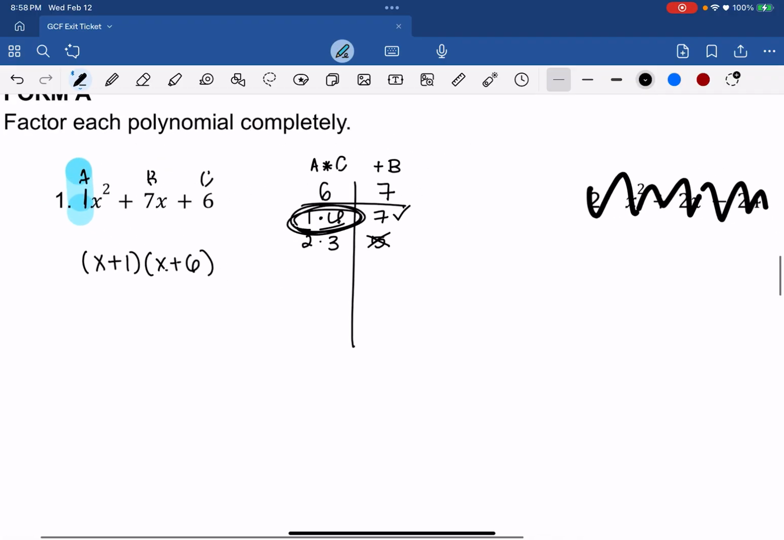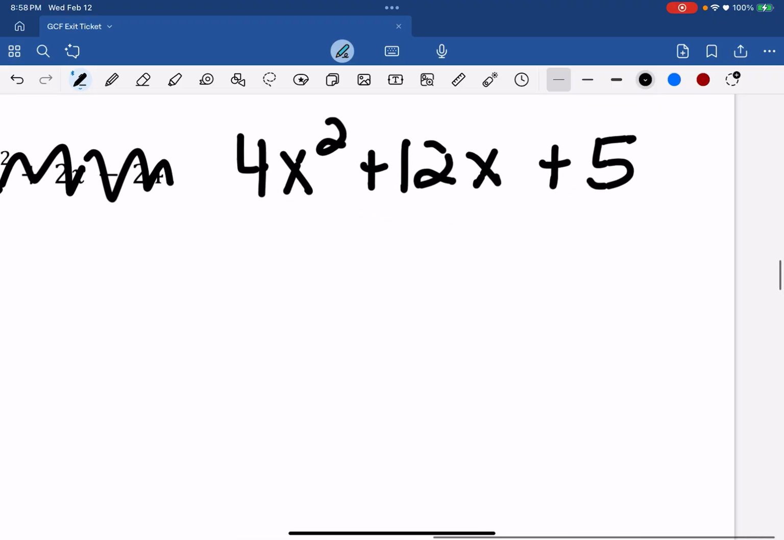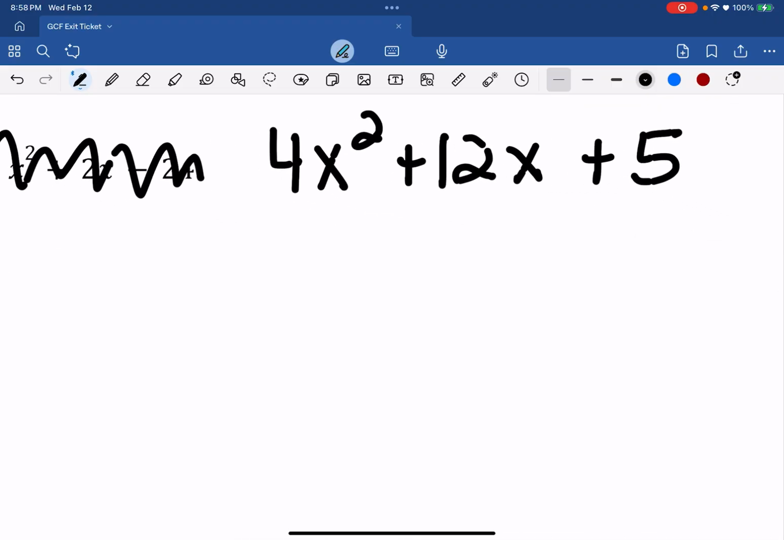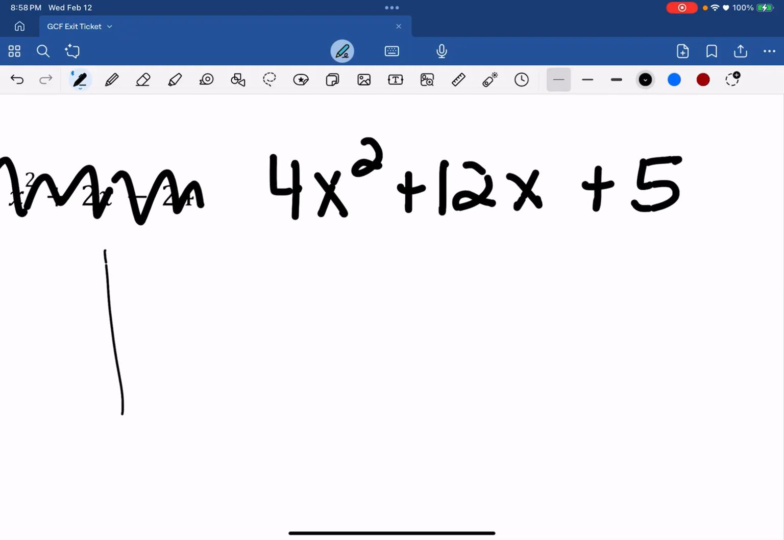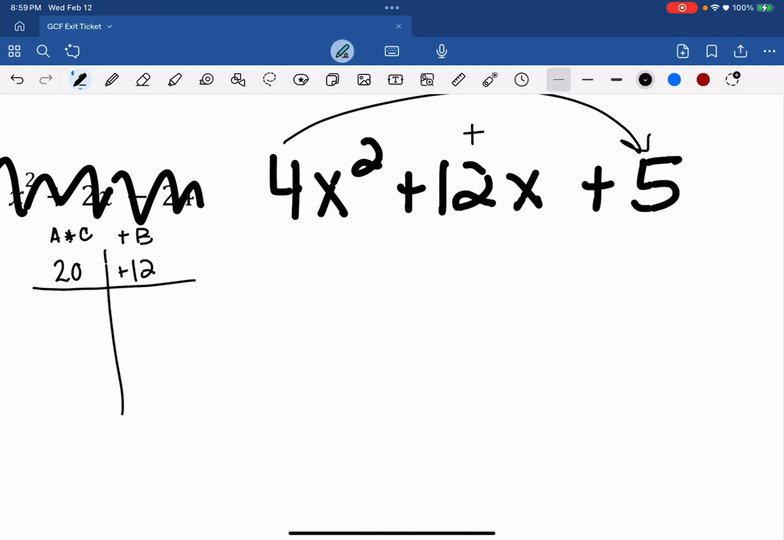All right. So let's say a is not 1. I made this problem up. So again, I am trying to figure out what multiplies to a times c, but adds to b. Well, a times c, so the number in front of x squared times your constant, that's 4 times 5, so that's 20. And then it needs to add to 12. So that is a positive 12 and a positive 20.